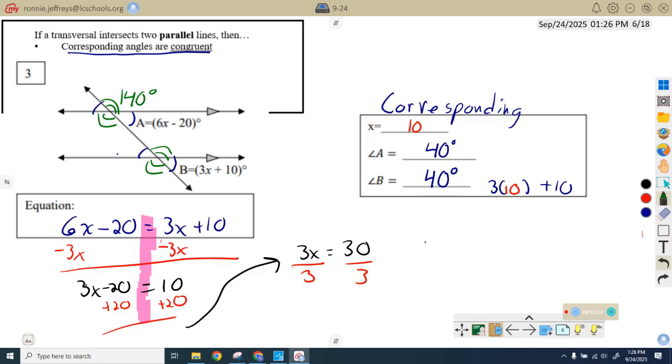Now I want you to go back and do number 2 and number 4. Look at how the angles are set up on number 4 before you start setting up the equation.